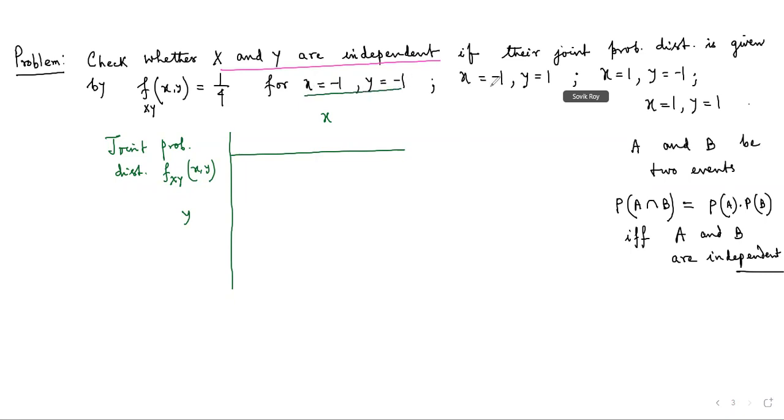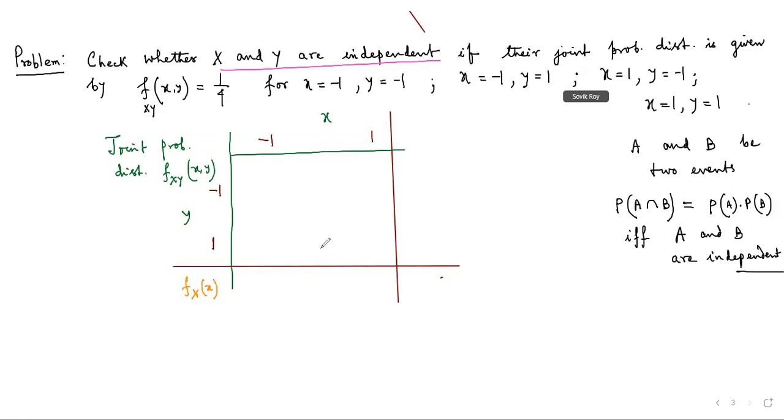Now, if you look at these values carefully, you will find that x and y are taking discrete values. The range of x and y are actually -1, 1. So for x I'm writing -1 and 1. For y, I am writing -1 and 1. You know the marginal probabilities will be on the right side for y and at the bottom for x. Here 1 will be there. So here I'm going to write f of x, x, and here I'm going to write f of y, y.